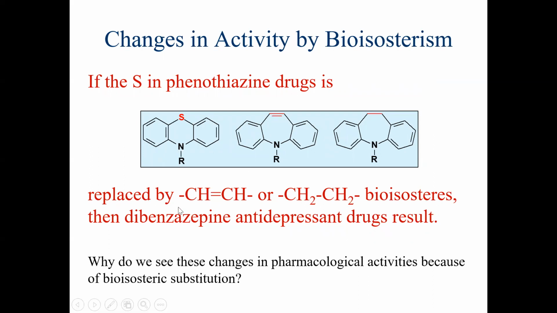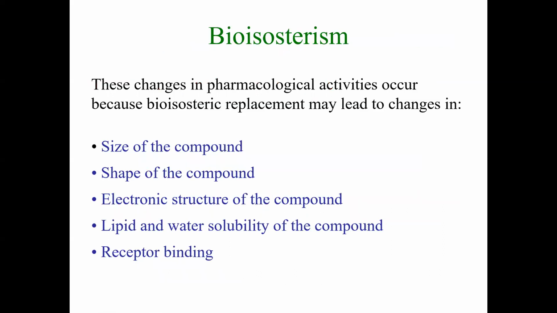So here you can see we have these three different molecules, but we also then see that we have differences in the biological effects of these three compounds. Why do we see some differences in biological or pharmacological activities when we do bioisosteric replacement?